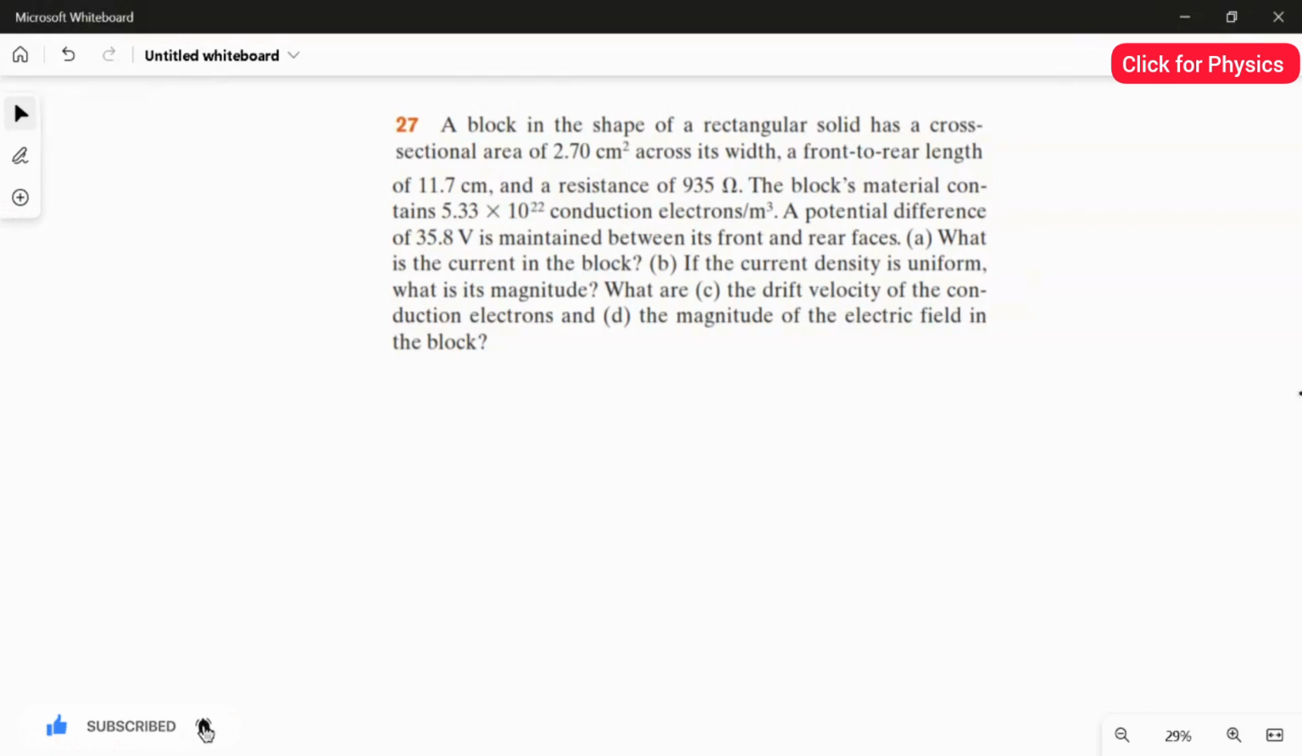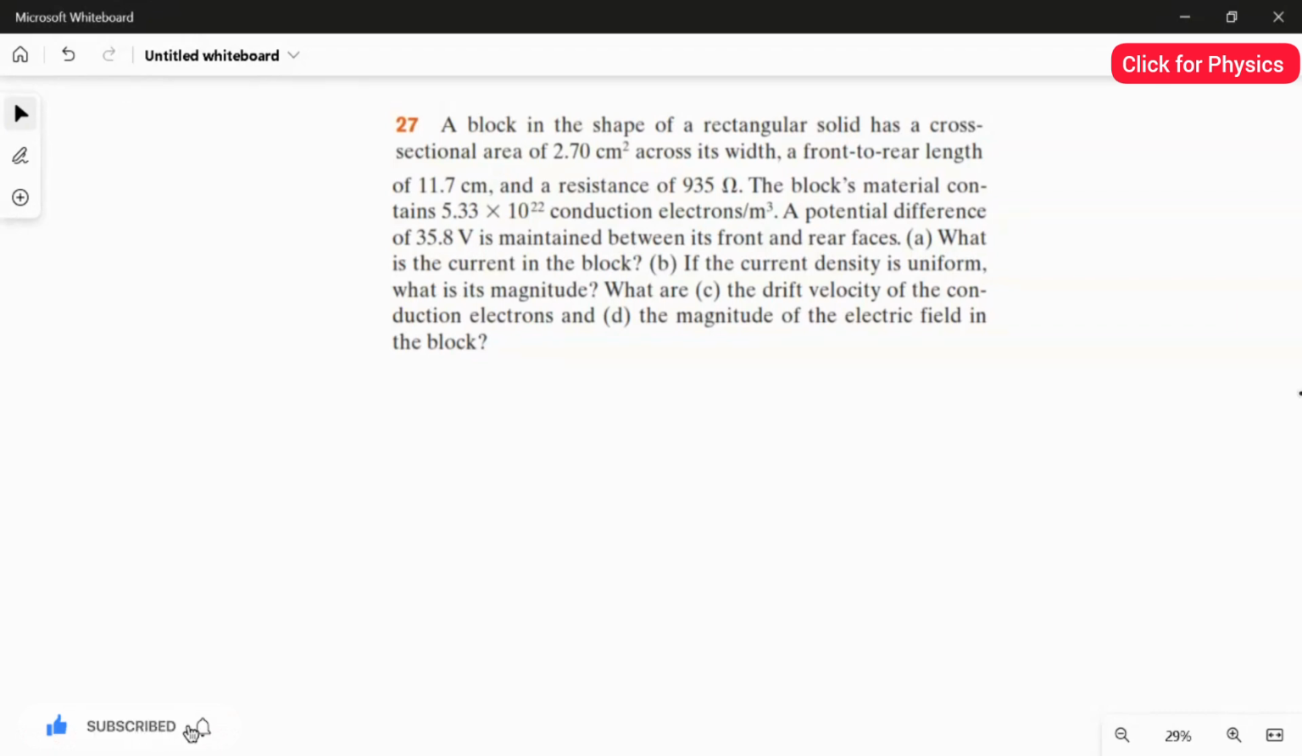We have 4 questions. First question, we are going to find what is the current in the block, and the second question is, if the current density is uniform, what is its magnitude? And the third question is, what is the drift velocity of the conduction electron? And the fourth question is, what is the magnitude of the electric field in the block? So we have 4 questions.